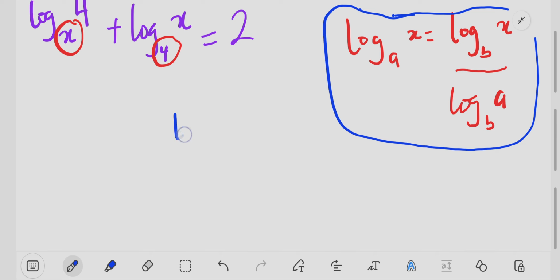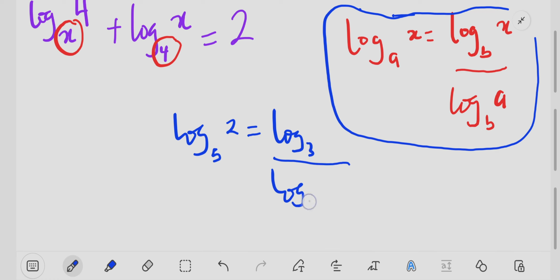So for example, if you have, let's say, log to the base 5 of 2, and you want to change this log from base 5 to, let's say, base 3, you are going to get a fraction, and all the log expressions are going to have base 3. The one at the numerator is going to be the same number you had over here, which is the 2. The number at the denominator is going to be the base you had in your initial log expression, which is 5.